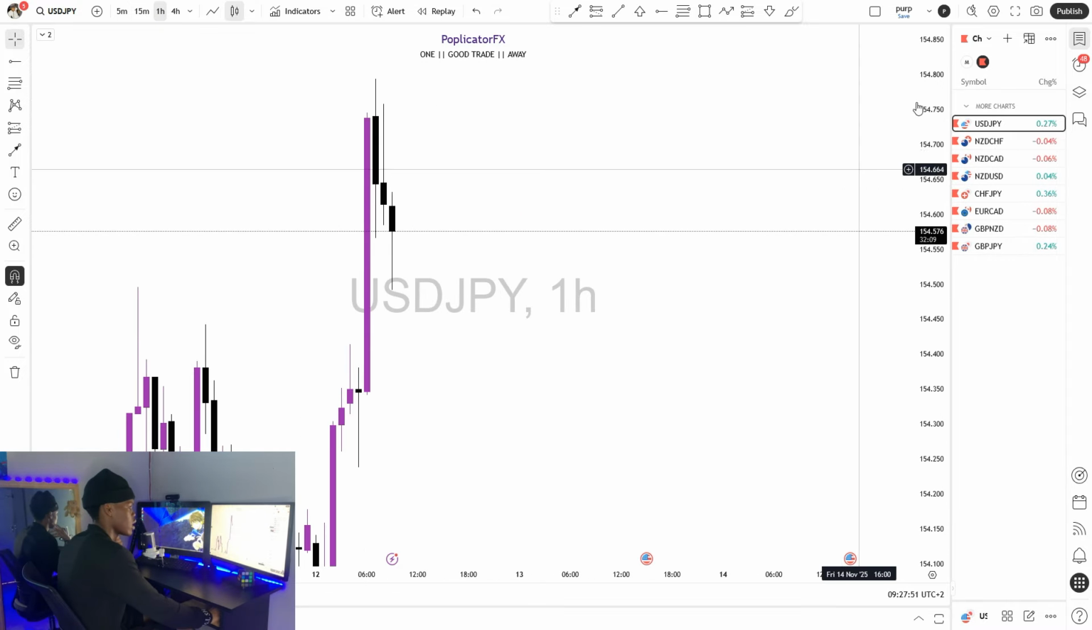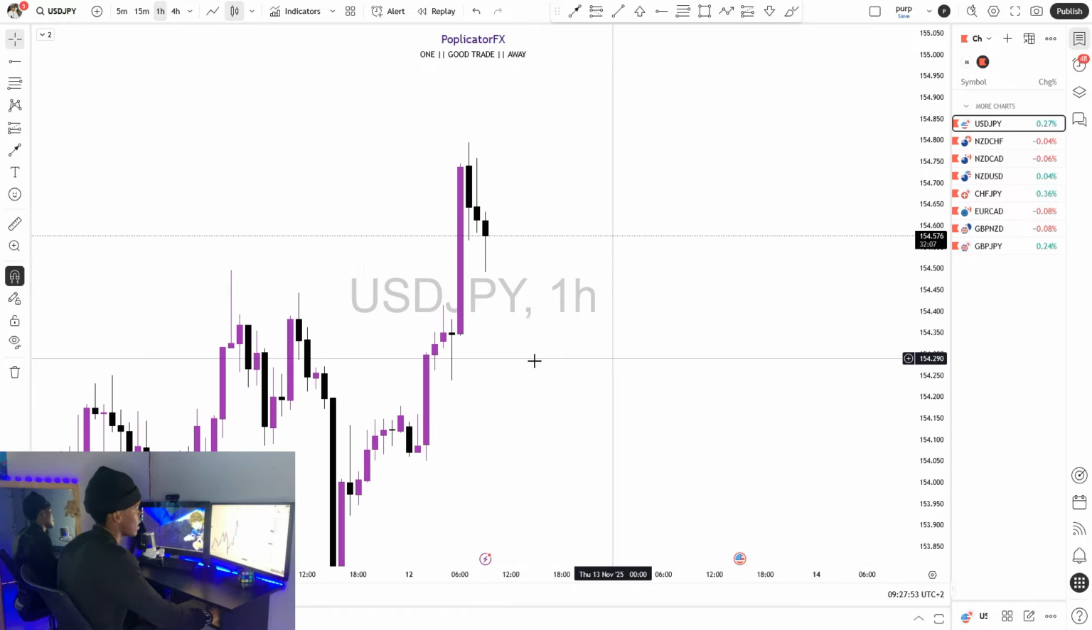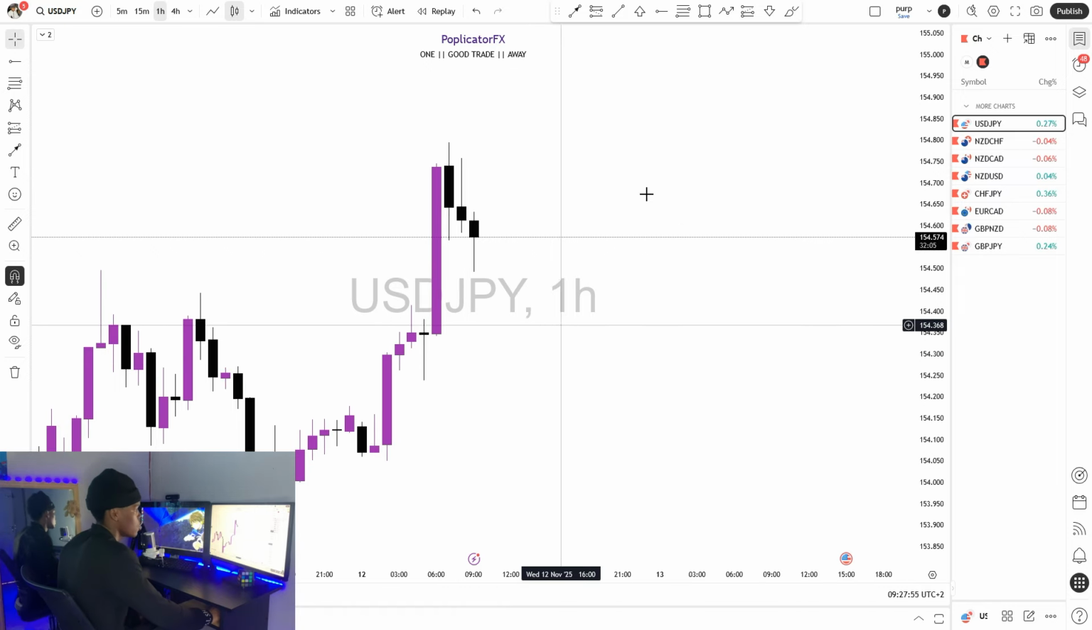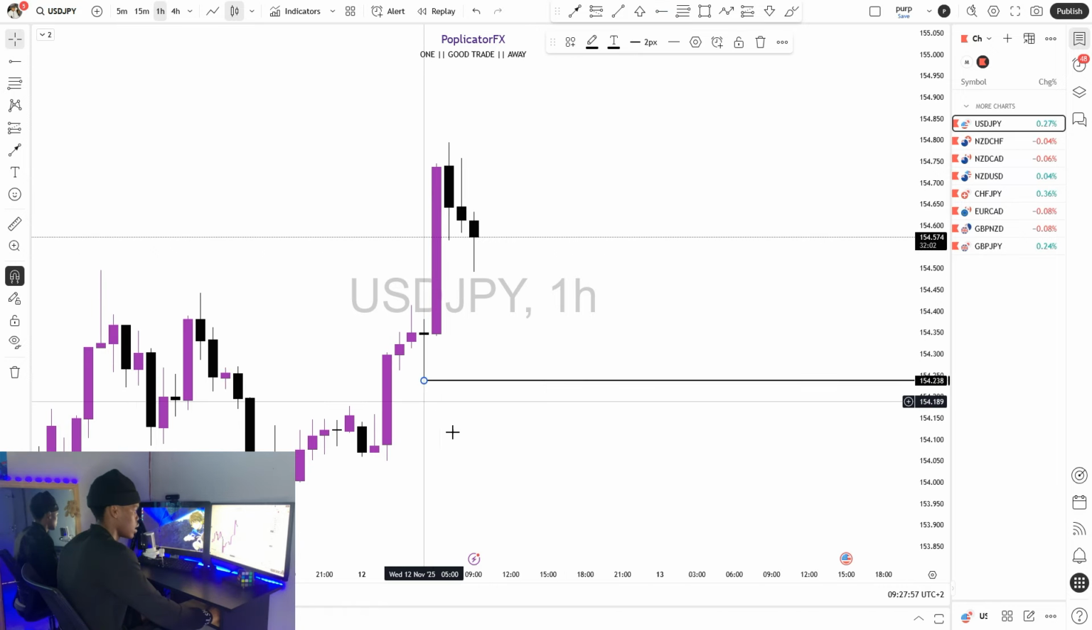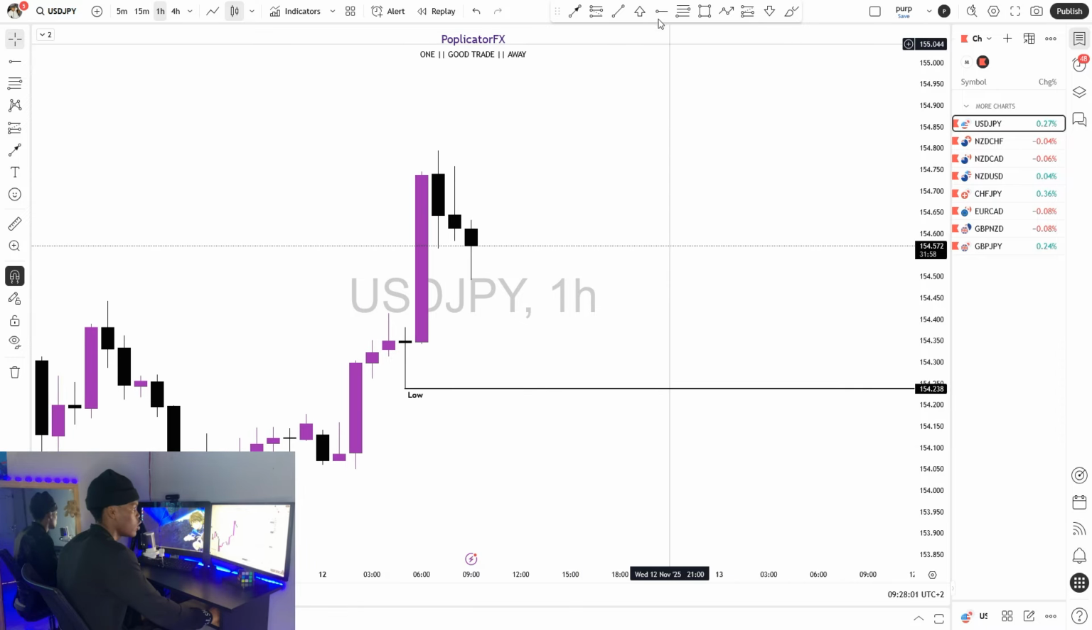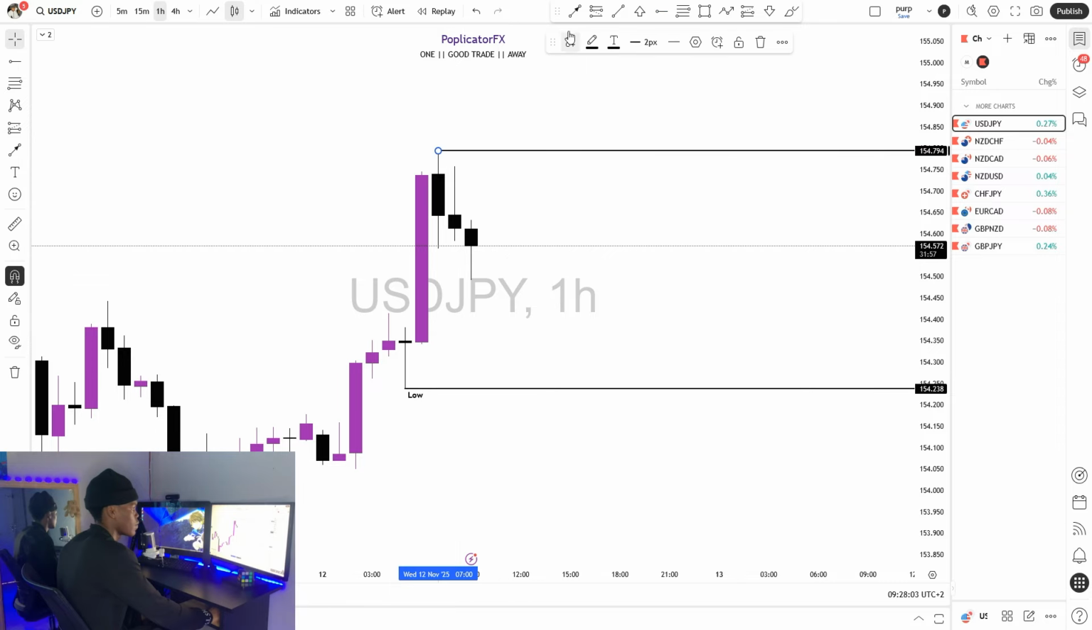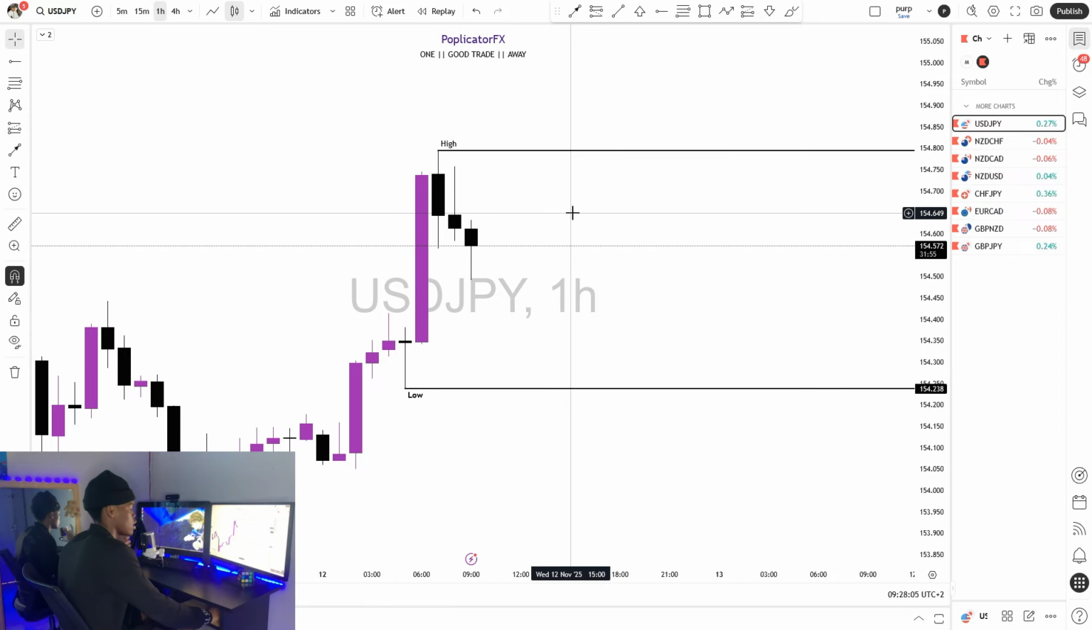Being on the 1 hour time frame, I needed to identify my 1 hour high and also my 1 hour low. So looking at this low here, I can say that somewhere around here I do have my 1 hour low, and then somewhere around here I do have my 1 hour high, as you can see.